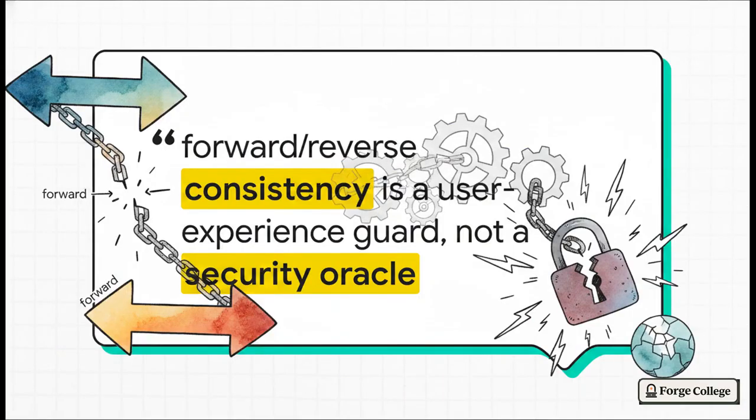And that brings us to a literal golden rule in Web3 development. Forward and reverse consistency is a UX signal. It is not a security oracle. As a strict security consideration, if the forward and reverse records disagree, you absolutely need to flag it. But never, ever silently substitute identity-critical decisions based solely on reverse records. Literally anyone can claim a reverse record pointing anywhere. You have to verify it both ways.